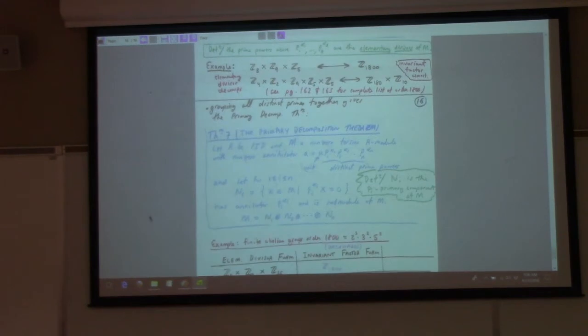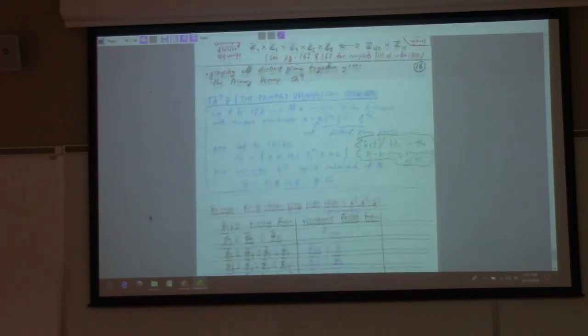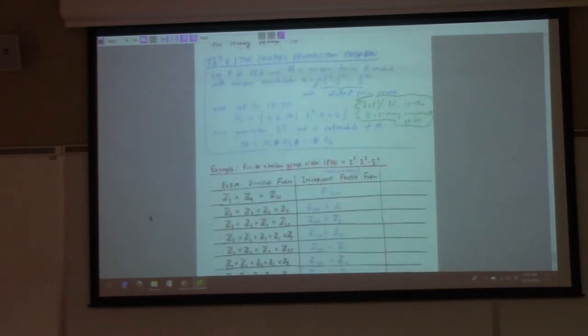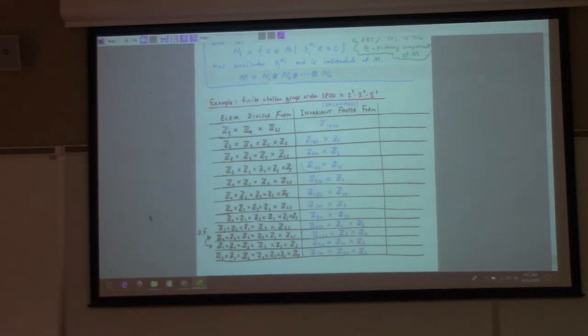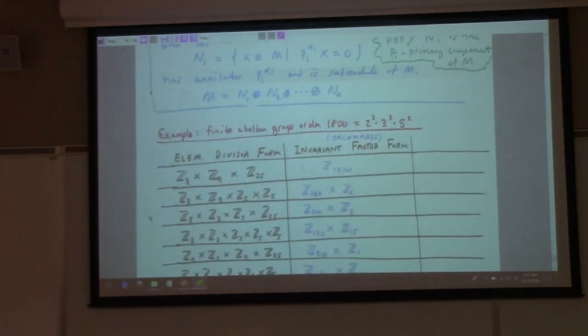And then, of course, there's the primary decomposition theorem, kind of working our way backwards, finally. I just want to show you this example, and then we'll stop for today. So here is the application of these theorems that we've been looking at, as they relate to abelian groups of order 1800.